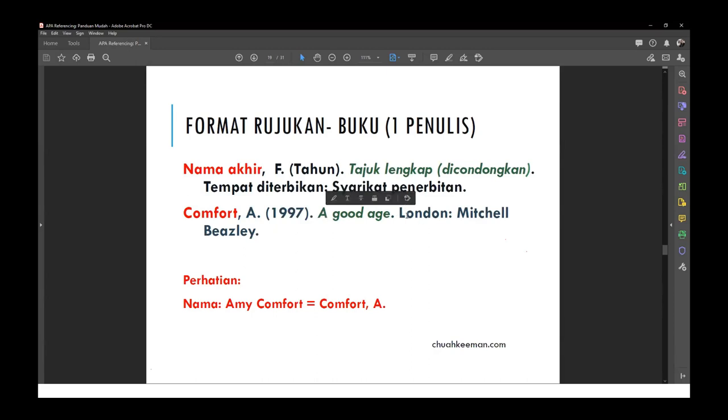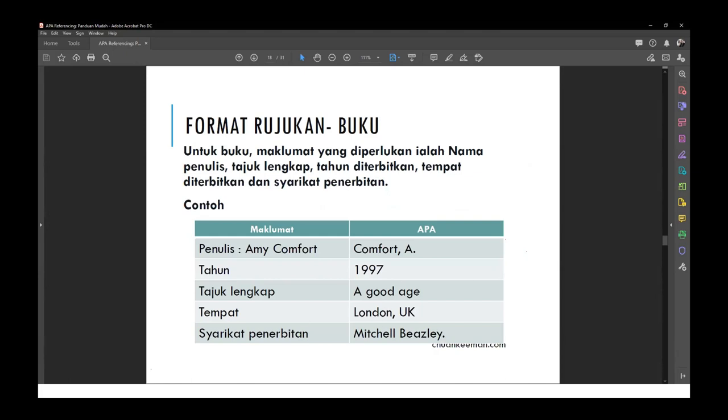Then you have the place, right? APA says if it's a common city, the place is always city, state, right? City, state is for the US only. For other parts of the world, non-US, you use city, country. Get it? The place, tempat ni, then the publisher, right?